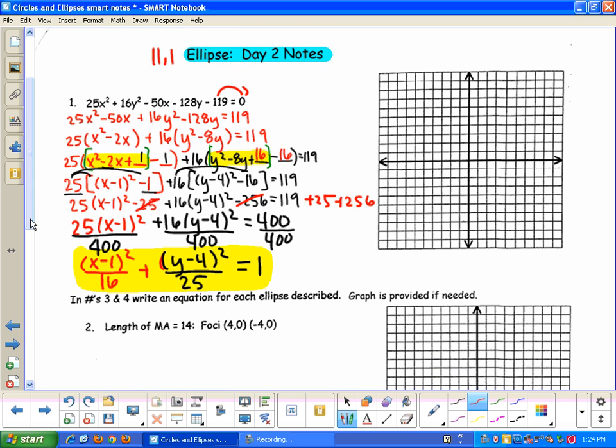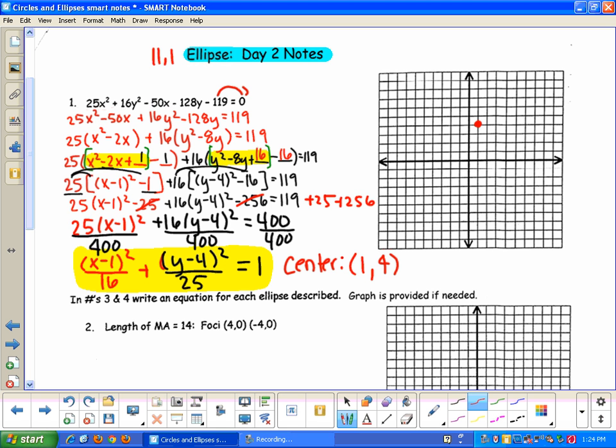So the center is your h and your k. So h is with the x, so we have x minus 1, so your h is going to be the opposite, so 1, and your k is opposite as well, so 4. That gives me the center of the ellipse, so over 1 up 4, which would be right here.